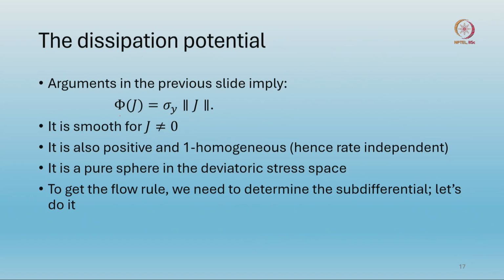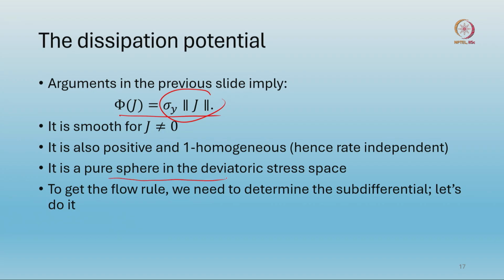So the dissipation potential, as we have already discussed, is sigma y times the norm of j. What happens now when j is equal to 0? For j not equal to 0, it is smooth. Of course, you also see that phi of j, based on this definition, is positive, since sigma y is greater than 0 all the time, and one-homogeneous, and hence this dissipation functional will be rate independent. It will conjure a plasticity which is rate independent.